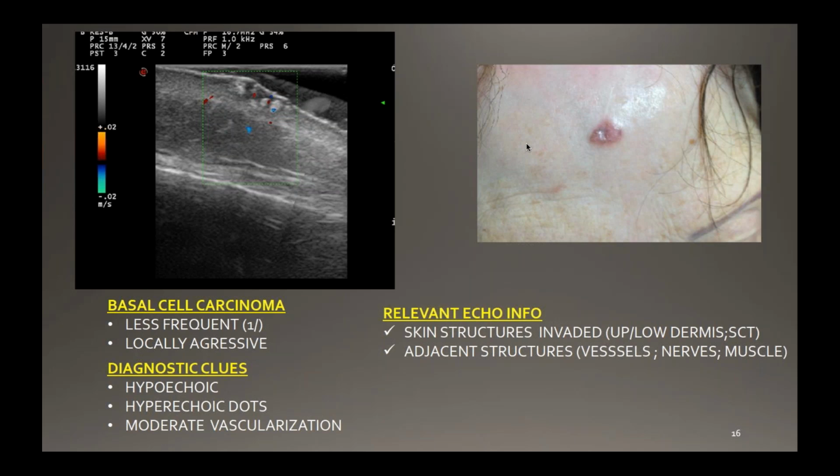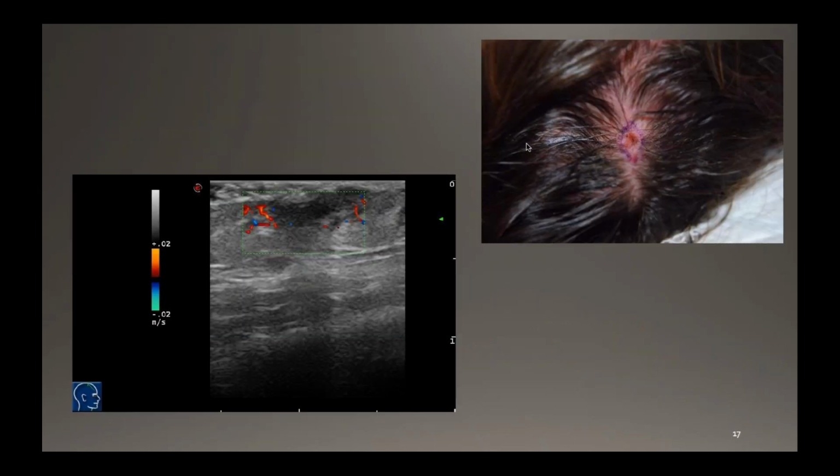The more hyperechoic dots, that's some information that you can also give to your dermatologist, the sonographic aggressivity of the tumor correlated with this number of hyperechoic dots. This is another very frequent carcinoma, this non-melanoma skin cancer, that is squamous cell carcinoma.